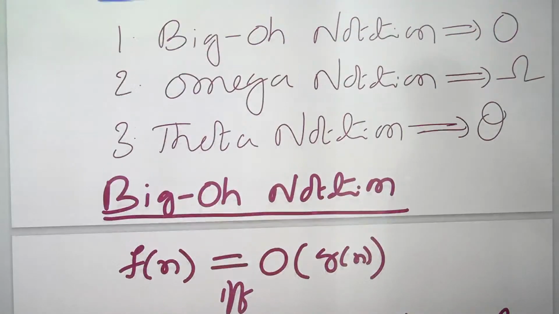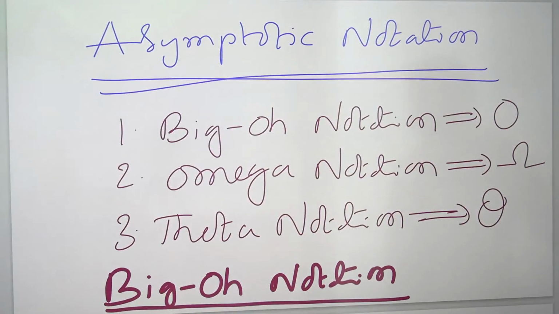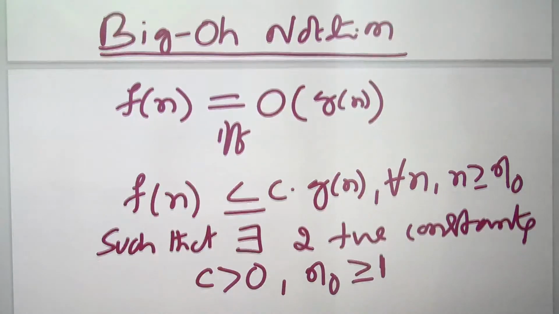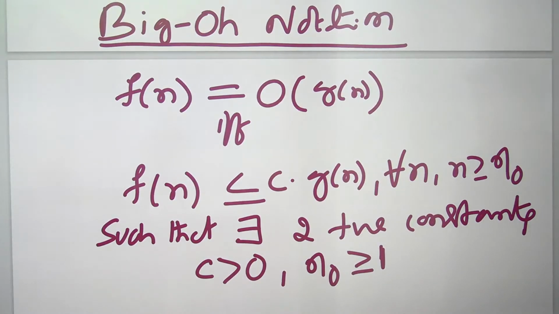Again, I am repeating. Can you see this one? Asymptotic notation is the topic name, which internally contains three notations: big O, omega, theta. Big O means capital O, omega means the omega symbol, theta means theta. First of all, what exactly is big O here? See here, the big O definition I have written.